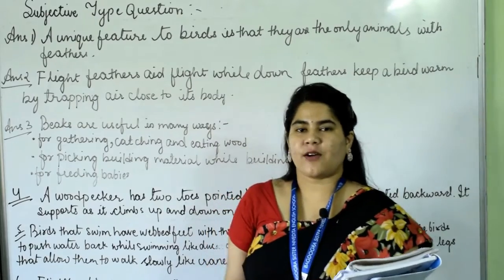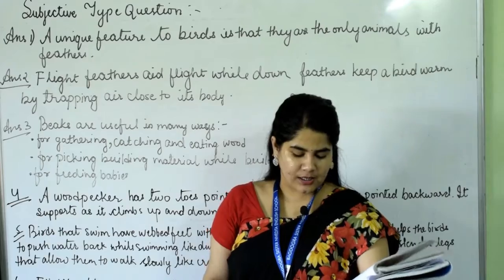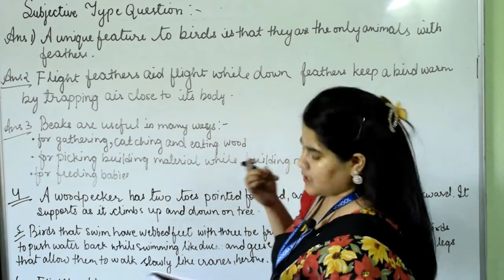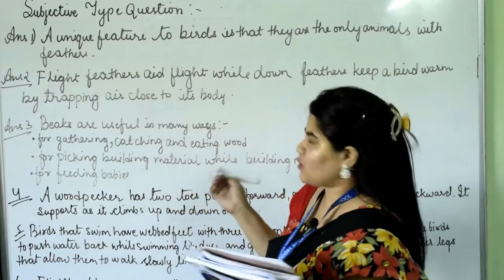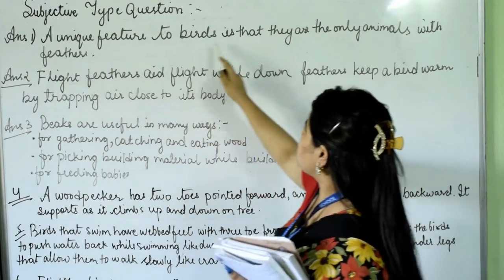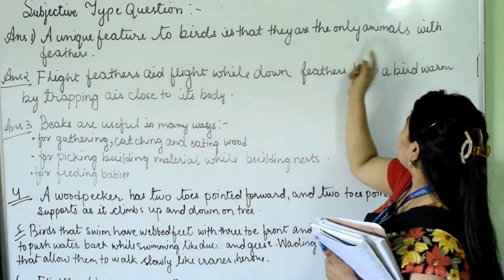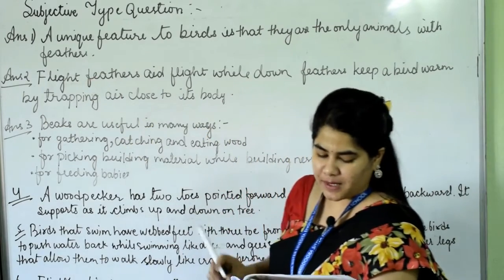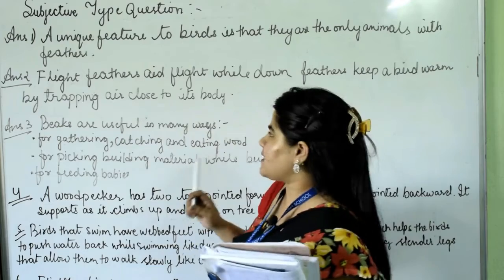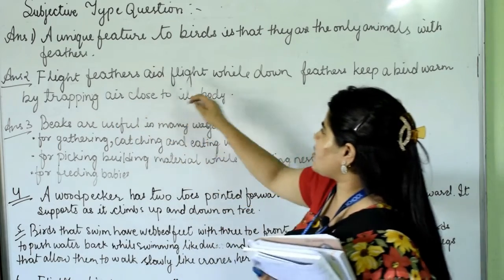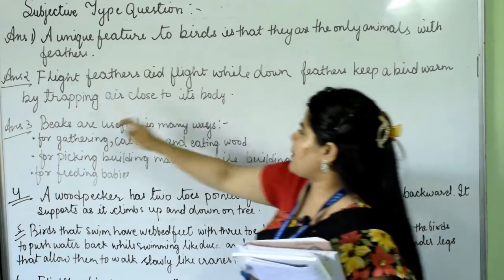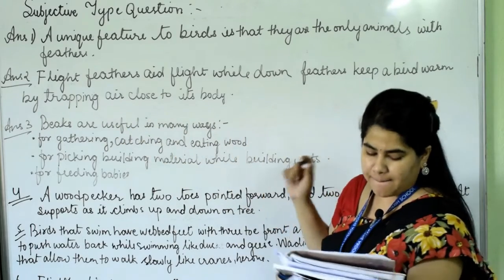So students, now let's do the subjective type question. It's page number 36. Okay. So the first question is, which feature is unique to birds? A unique feature to birds is that they are the only animals with feathers. Okay. Number B, what is the difference between flight and down feathers? Flight feathers aid flight, while down feathers keep a bird warm by trapping air close to its body.